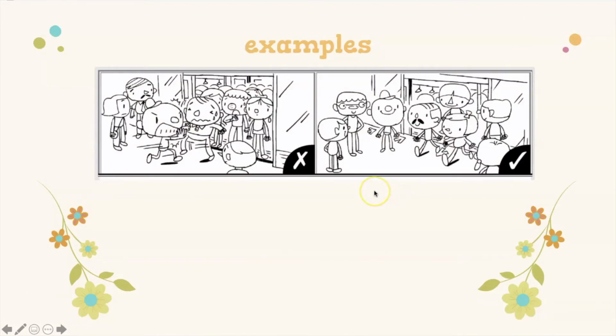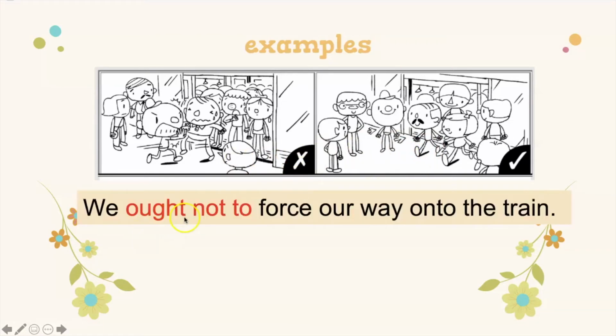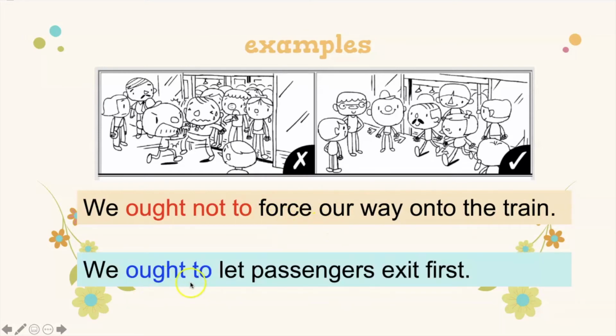Now, let's look at some examples. Look at these two pictures. We ought not to force our way onto the train. So you may see we use the base form force here. We ought to let passengers exit first. So again, we use the base form after ought to.